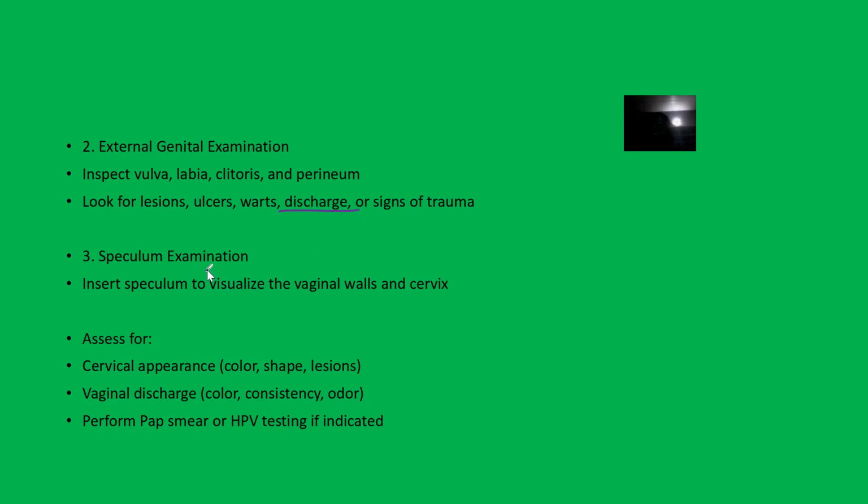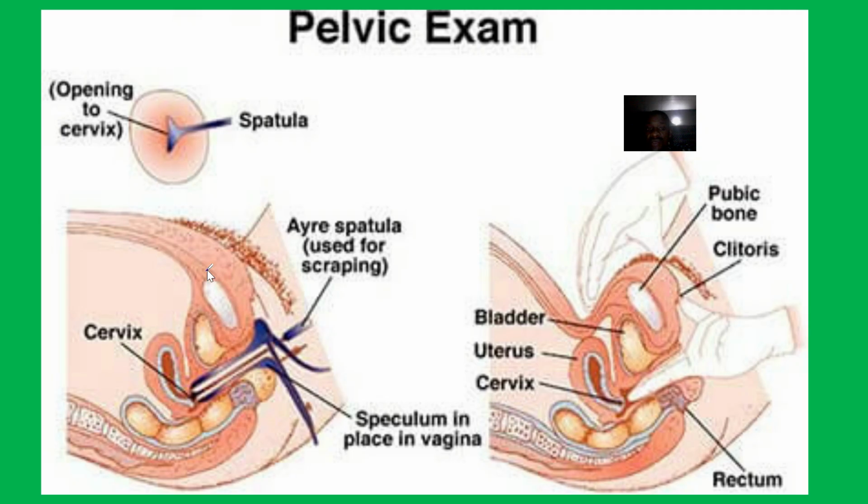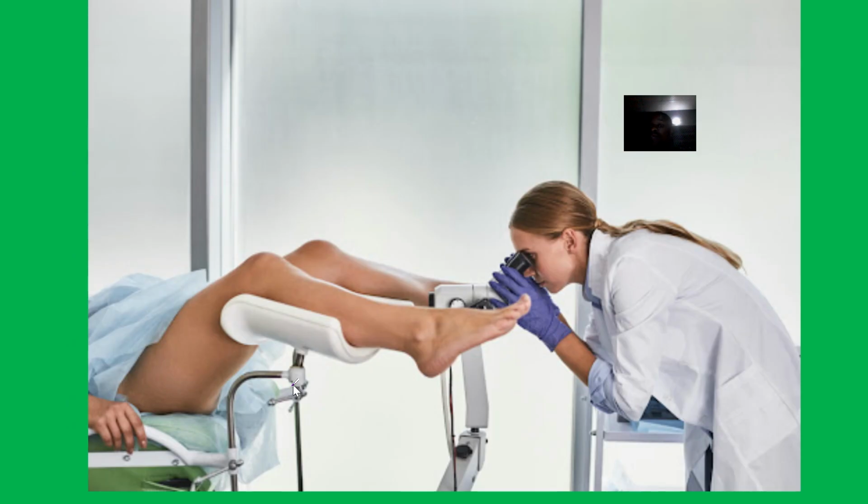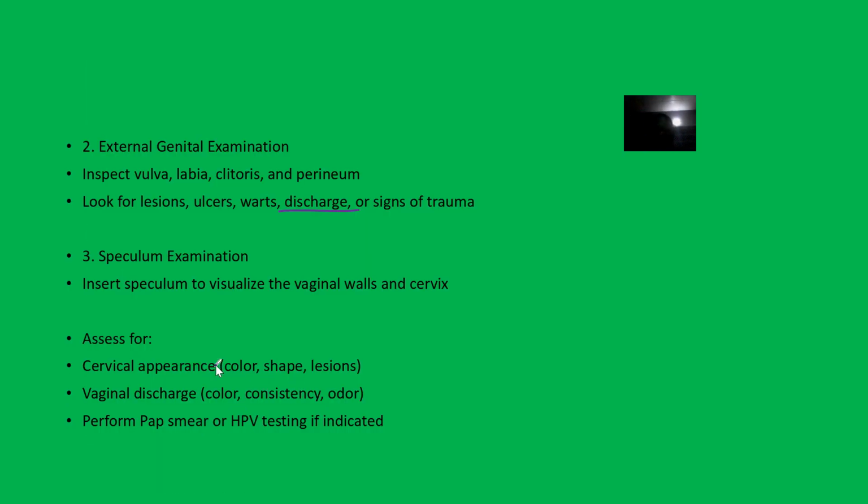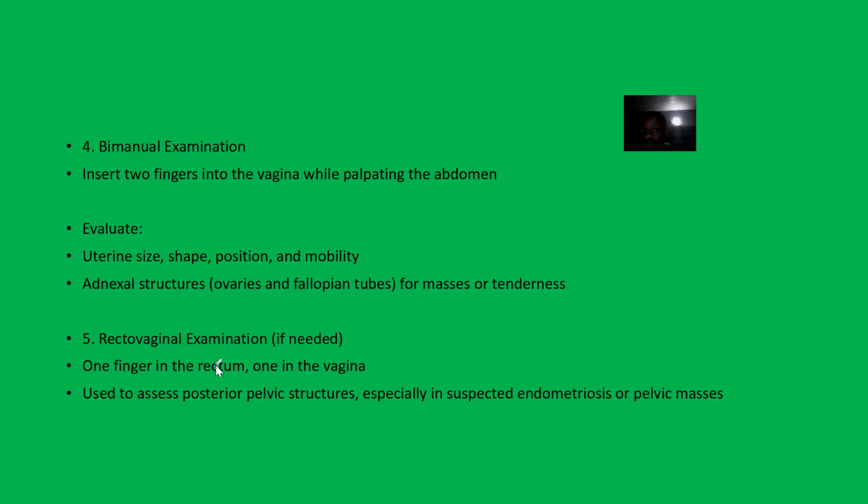Then speculum examination, this one is where you use this instrument to put in the vagina to keep it open. When you keep it open, you can just look with your bare eye, or you can use a colposcopy. This will assess cervical appearance, vaginal discharge, and also allow you to perform pap smears.